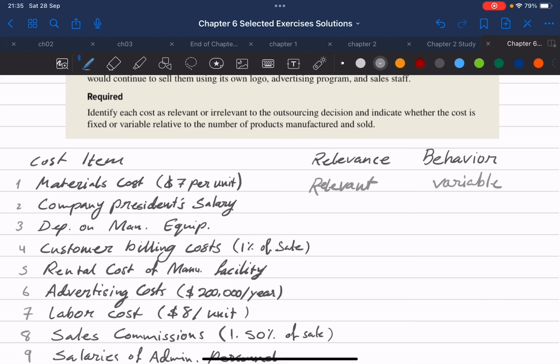Second one, company president's salary. Now, whether Kilgore company decides to produce that product itself in-house or outsource it, the president is still going to get his pay, right? He's still going to collect his monthly salary or annual salary, whatever, right? So to this specific decision, whether to internalize the production or to outsource it, the company's president's salary is irrelevant.